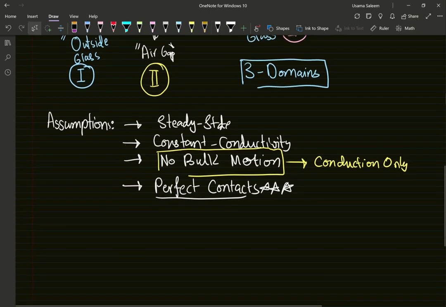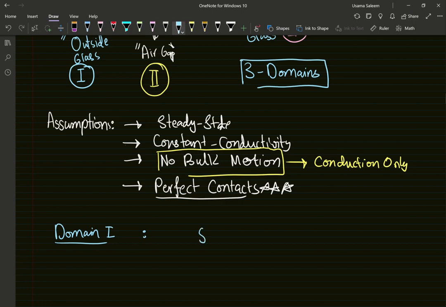So for my first domain, domain 1, my governing partial differential equation is going to be the rho of glass, the heat capacity of glass, times the rate of change of temperature with respect to time, equal to the conductivity of glass times the Laplacian of the temperature.